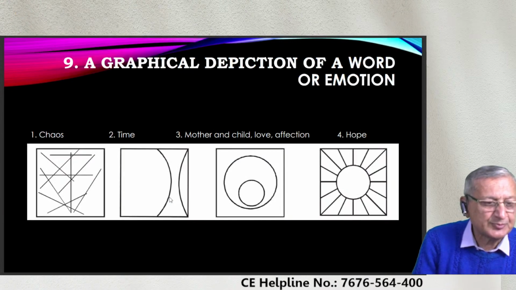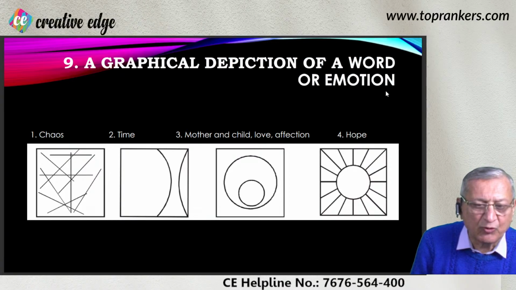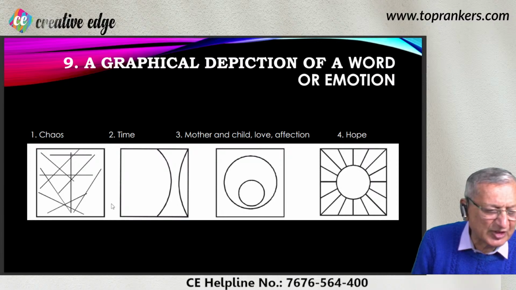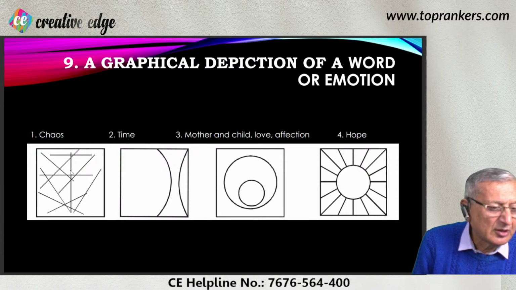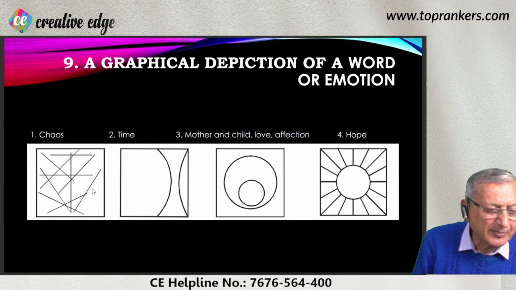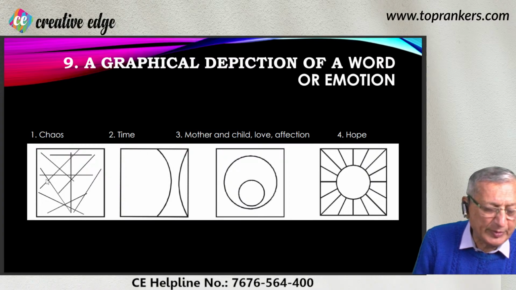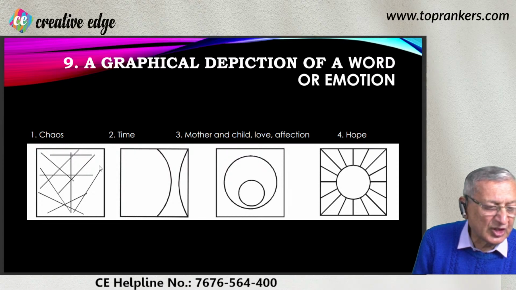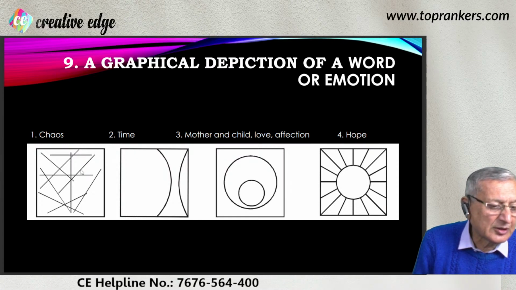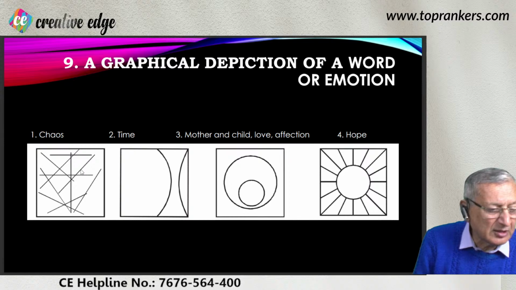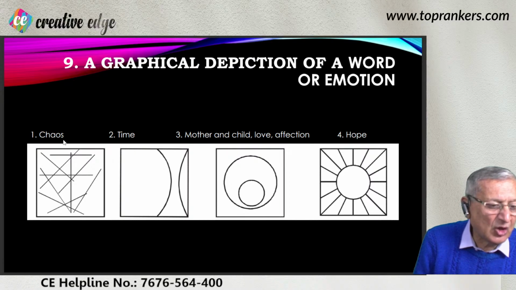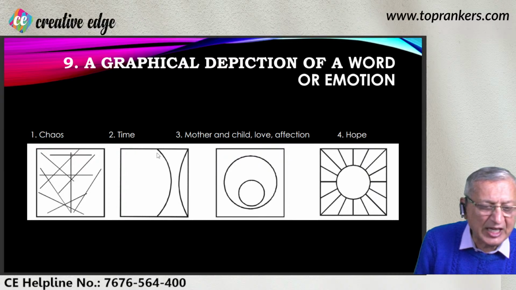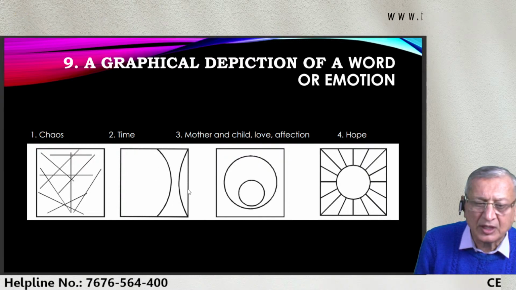A graphical depiction of a word or emotion. I have given you some samples, like how to depict chaos with straight lines. Another word could be added to chaos. You can have synonyms like anger, frustration, where the depiction would be similar. The depiction of time: just with two curved lines, time can be depicted.